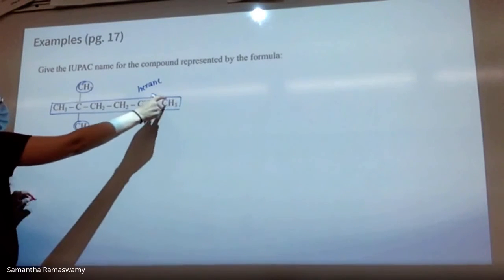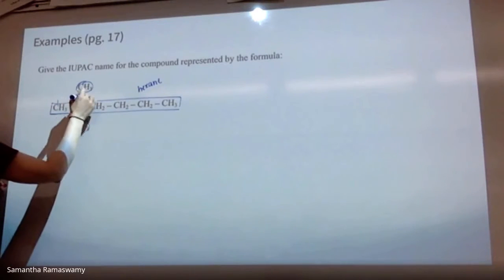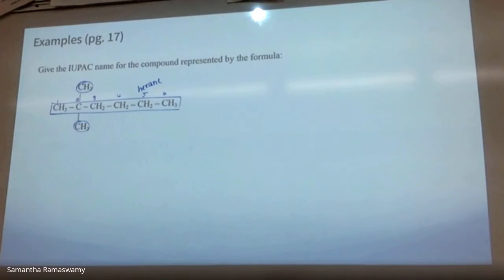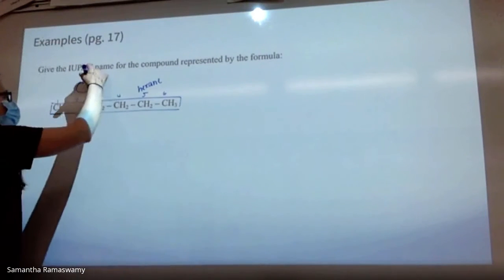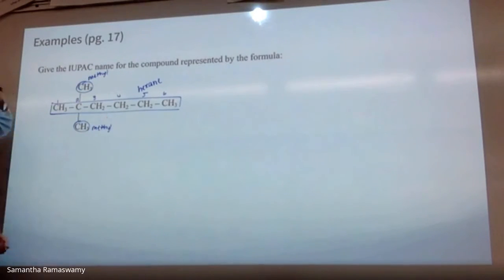If I start from this side, it's 1, 2, 3, 4, 5. This carbon would be 5. If I start closest to the substituents, it's 1, 2. So the substituents are off of the second carbon. That's the way you want to number it. Now with this, you have to be careful because if you have more than one substituent, you need more than one number. So for this, CH3 group is methyl. CH3 group is methyl. I have 2 methyl groups again. So we know from before, 2 methyl groups is dimethyl.